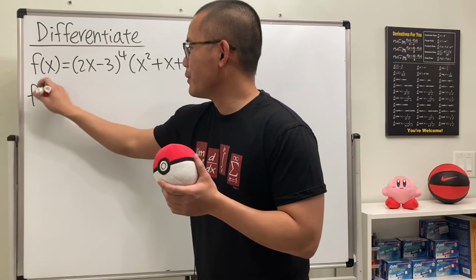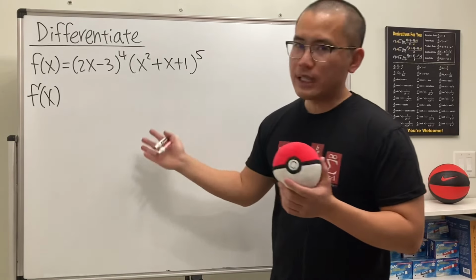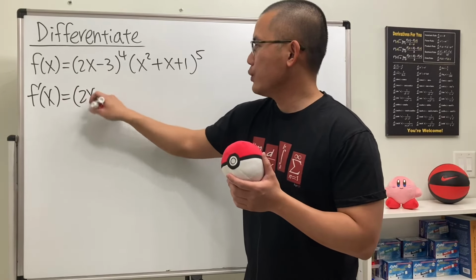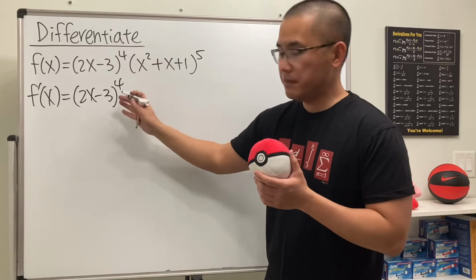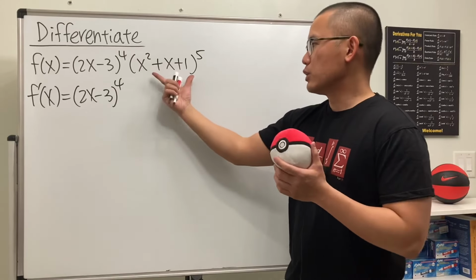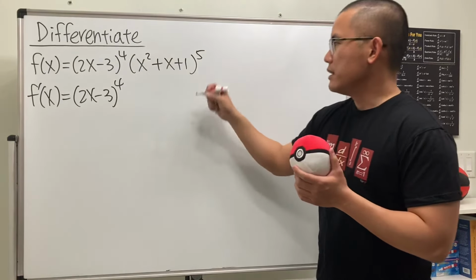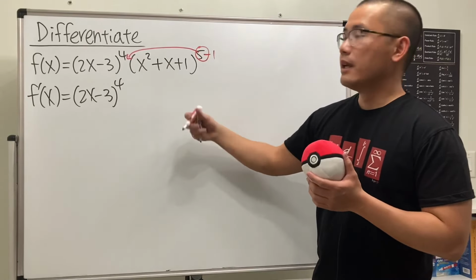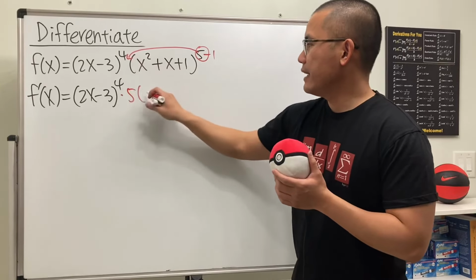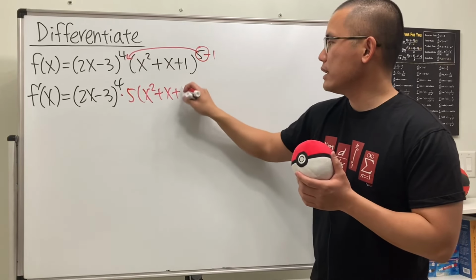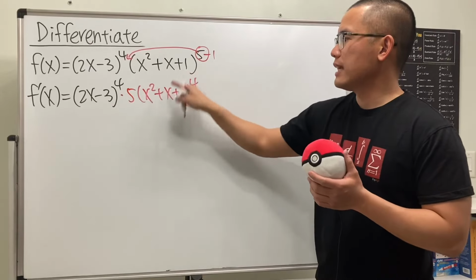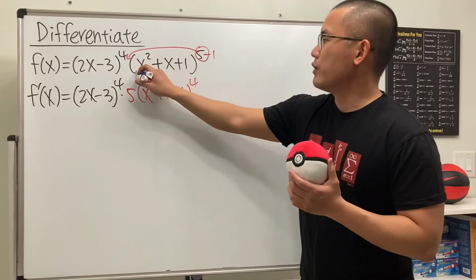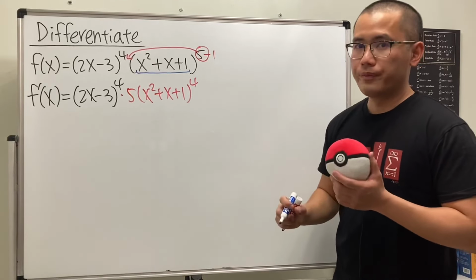First off, let me write down f prime of x. And again, product rule says we are going to keep the first function, so we will have parentheses 2x minus 3 raised to the fourth power, and then we multiply by the derivative of the second. Derivative of this, well, we first bring the power to the front and then minus 1. So we will have 5 and then x squared plus x plus 1 raised to the fourth power. And notice that the inside stays the same. Now, we are going to multiply by the derivative of the inside because of the chain rule.